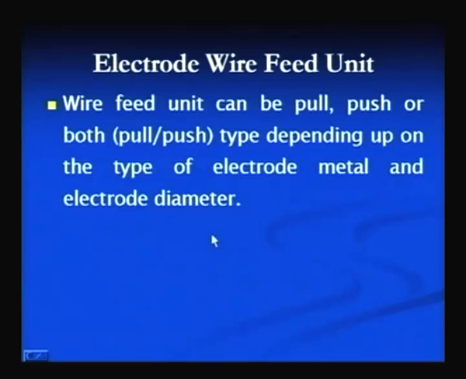The other one is the electrode wire feed unit. The electrode material, in the required different diameters, is to be fed through the electrode wire feed unit into the arc region, so that smooth and continuous feeding of the wire can be achieved and a smooth and stable arc can be obtained for consistent and smooth welds.